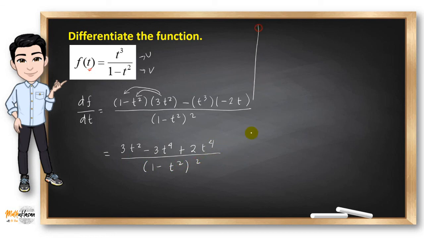Squared. At pag pinag-combine natin itong mga terms na 'to kasi like terms sila, di ba? Kasi parehong t raised to 4. So, negative 3 plus 2 is negative 1. So, this will become 3t squared minus t raised to 4 all over 1 minus t squared raised to 2. Yan.